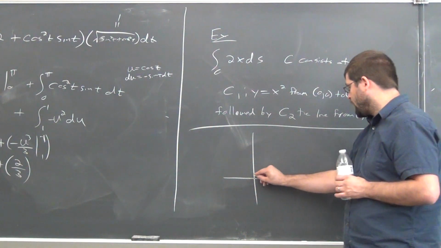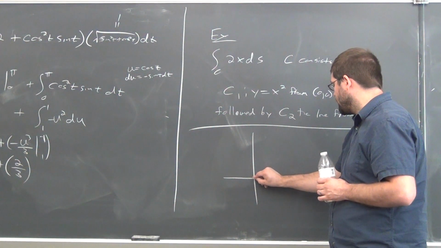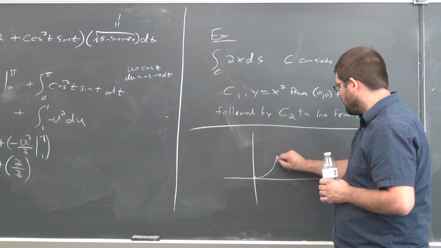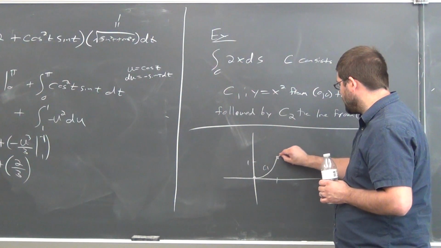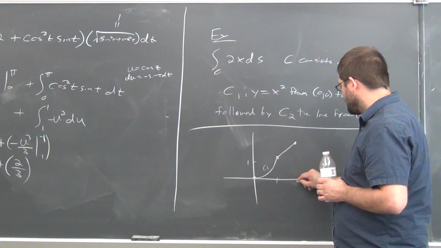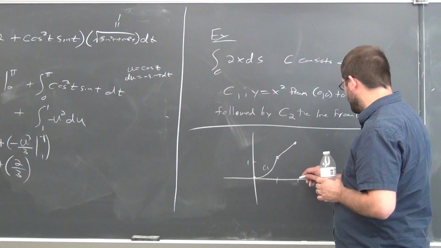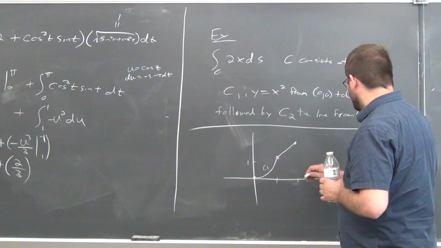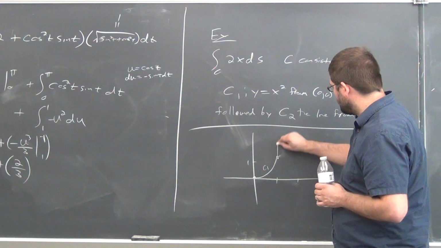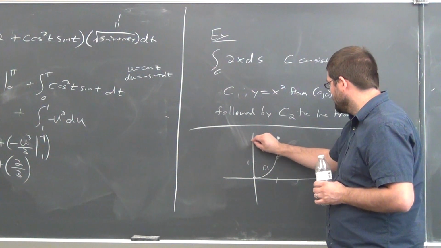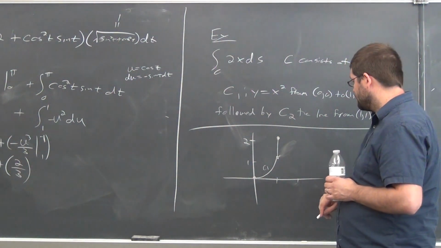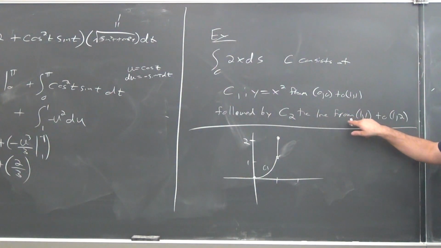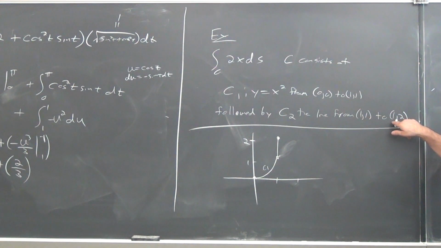All we're doing is following the parabola from the origin up to (1, 1). There's the first part of the curve, and then we go straight up. Okay, we'll do that. Does that make sense? So follow the parabola, and then we go from (1, 1) straight up to (1, 2).